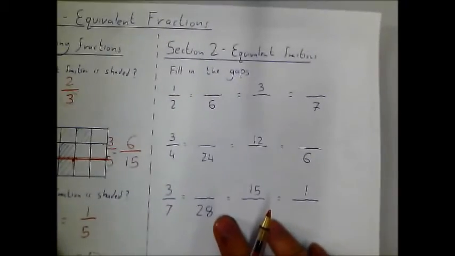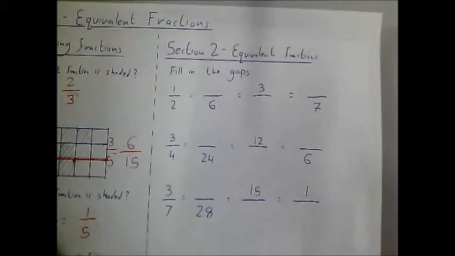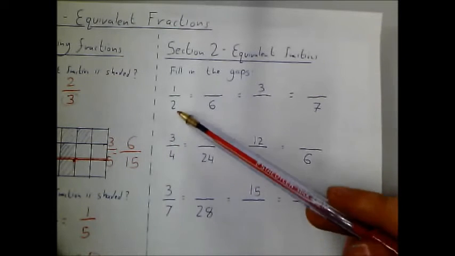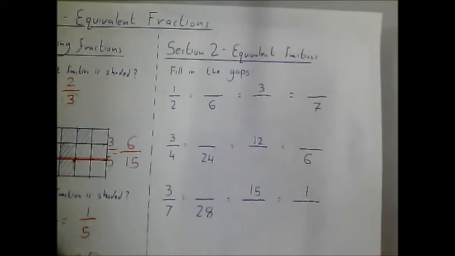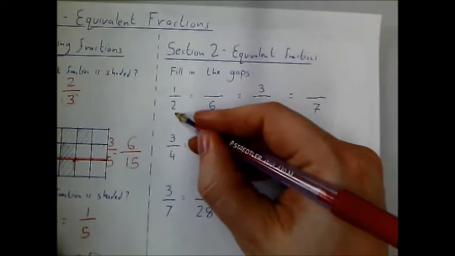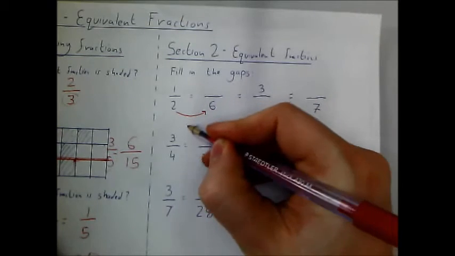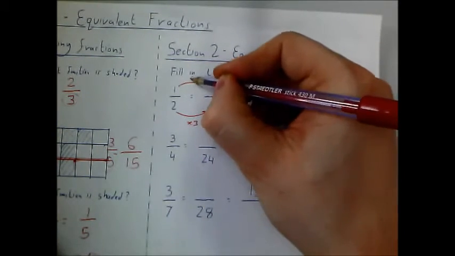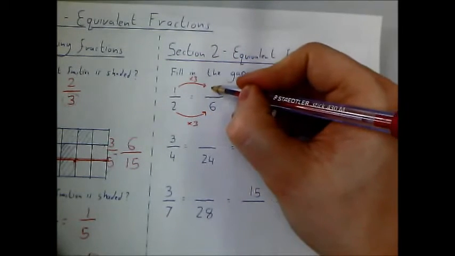Okay, let's look at section 2. For equivalence, if I multiply or divide by the same number at the top and the bottom, I will get an equivalent fraction. So here, to go from 2 to 6, I multiply by 3. So I multiply the 1 by 3. 1 times 3 is 3.